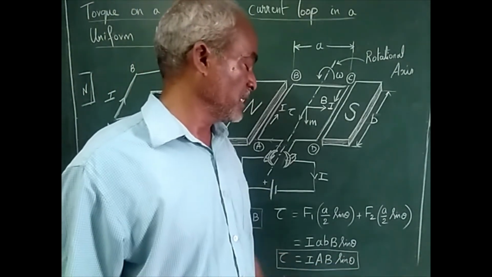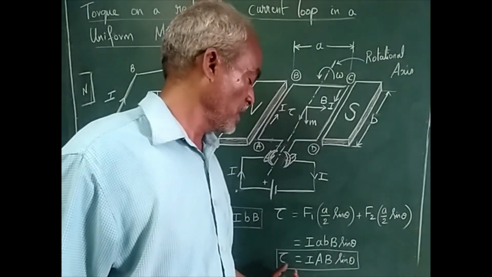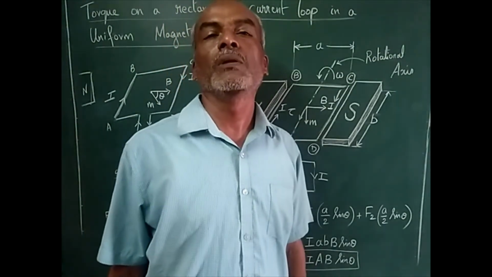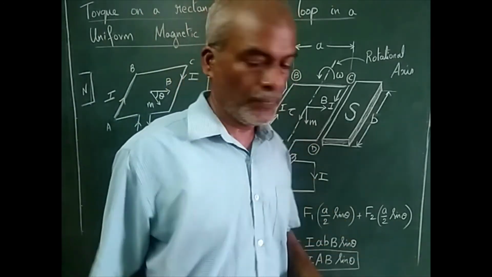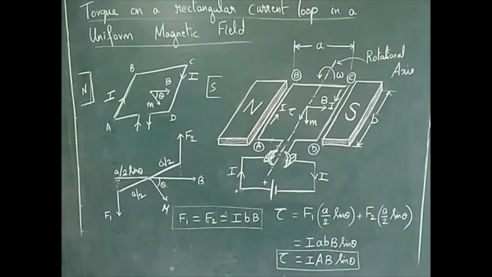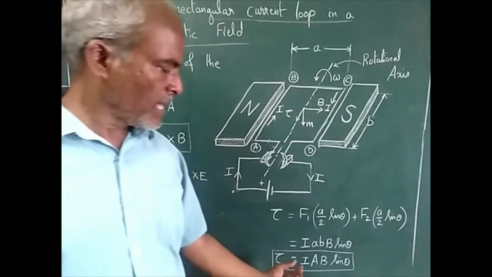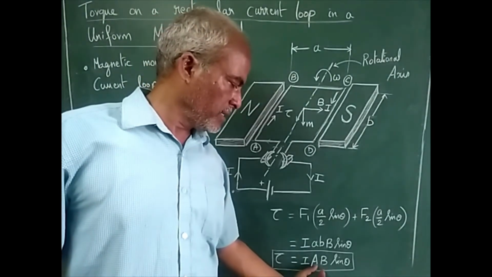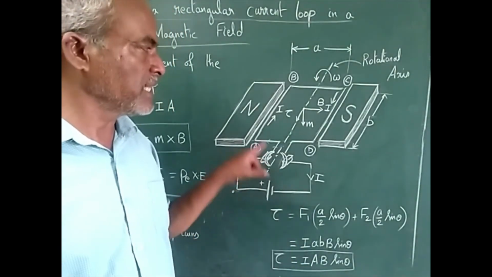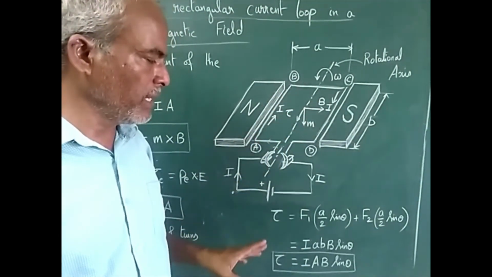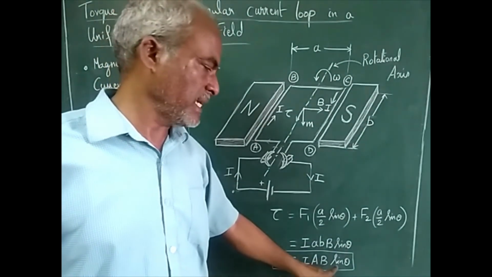Now what happens if this theta equals 0? If the theta value goes 0, sin 0 is 0, so the net torque produced will be 0. That means there is no rotational movement. So the torque is given by I into A into B into sin theta. I is the current, A is the area of the plane of the coil, which is nothing but this a into b. This B is the magnetic flux density and sin theta.